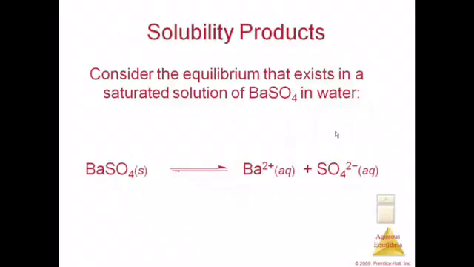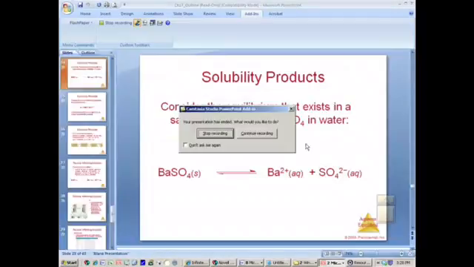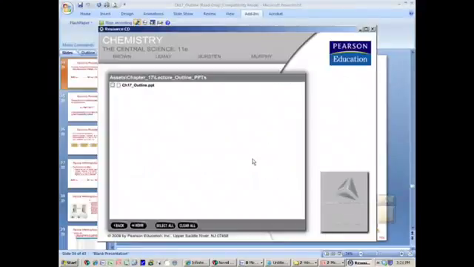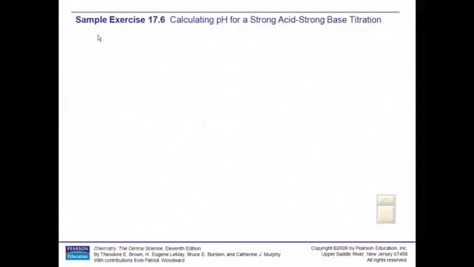Alright, this is the next section, so I'm done with the lecture, but what I want to do is show you a few examples. Okay, so now we're going to check out sample exercise 17.6. This starts on the bottom of page 731. Alright, calculating pH for a strong acid, strong base titration.